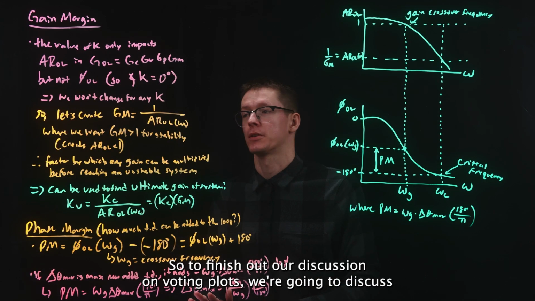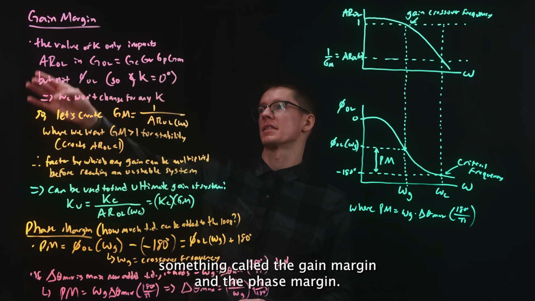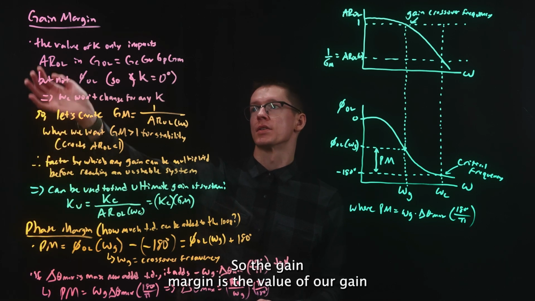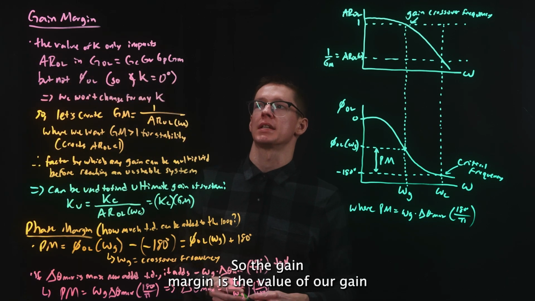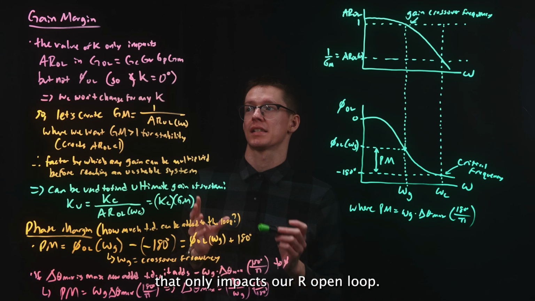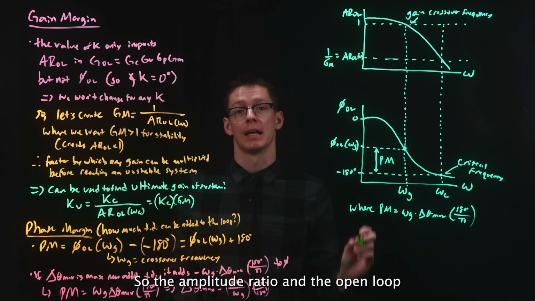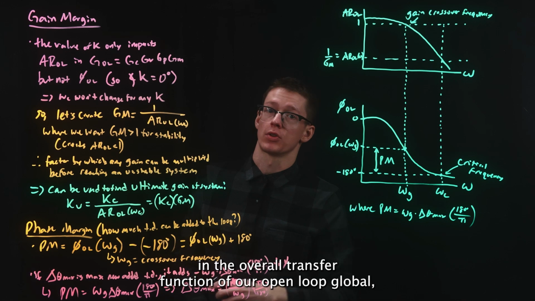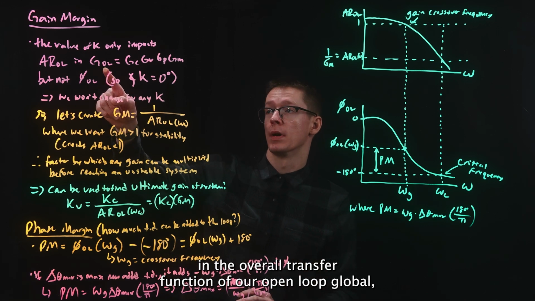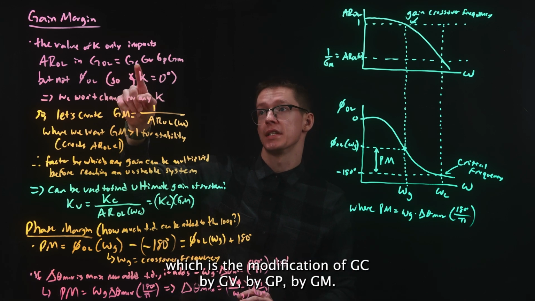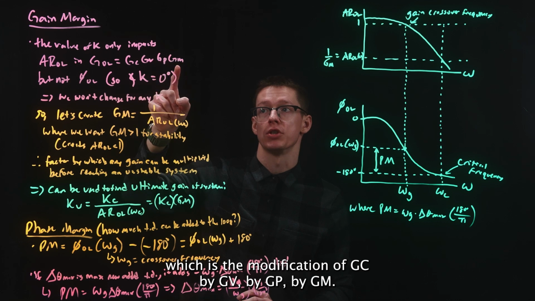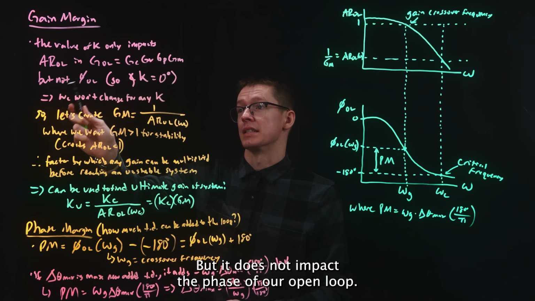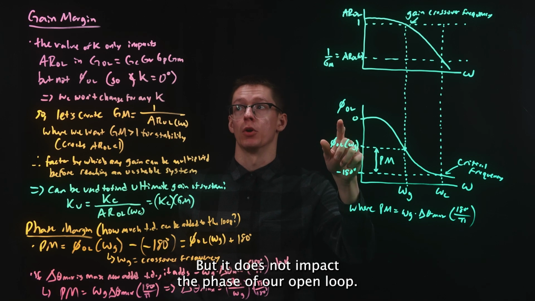So to finish out our discussion on Bode plots, we're going to discuss something called the gain margin and the phase margin. The gain margin is the value of our gain that only impacts our AR open loop, so the amplitude ratio in the open loop, in the overall transfer function of our open loop, G_OL, which is the multiplication of G_C by G_V by G_P by G_M. That's all inside the open loop, but it does not impact the phase of our open loop.